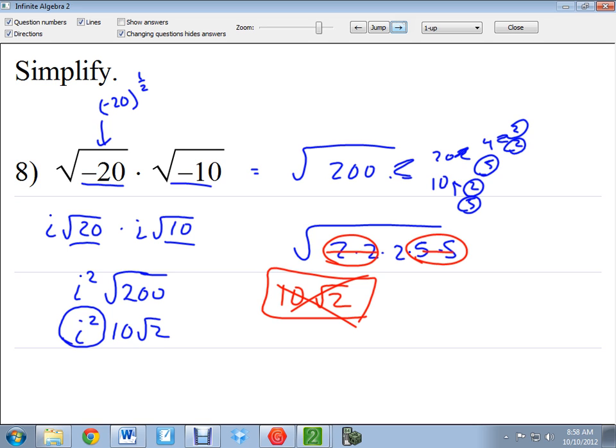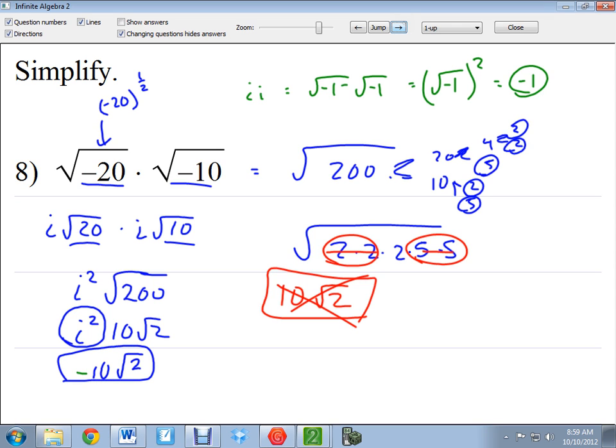So i squared is i times i. And each i is the square root of negative 1 times the square root of negative 1. Whenever I write that, I could also write that as the square root of negative 1, squared. And when you square a square root, that'll simply get you a negative 1. i squared is negative 1. So this is negative, and then we have our 10 root 2. So it is just the sign error that you could get if you do not go by order of operations. This is negative 10 root 2.